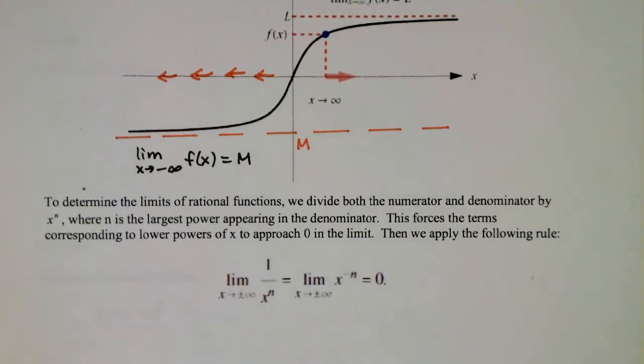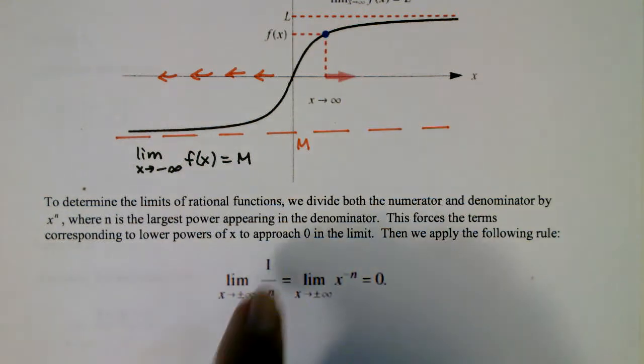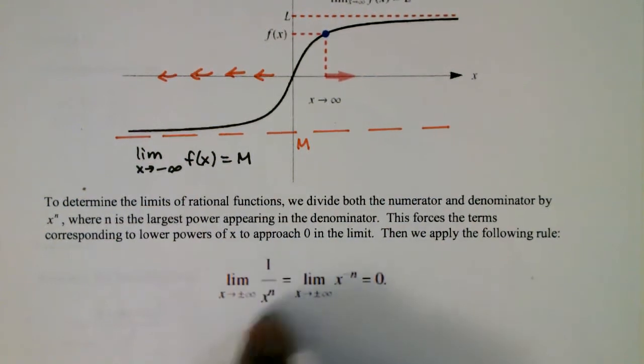So what we're saying here is this: as we let x get bigger and bigger and bigger, or if we let x get smaller and smaller and smaller, 1 over x to whatever the power of n is, it's going to get closer and closer to 0.